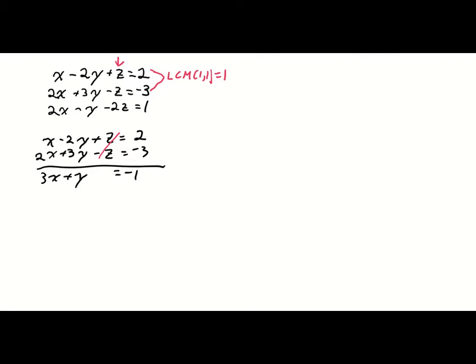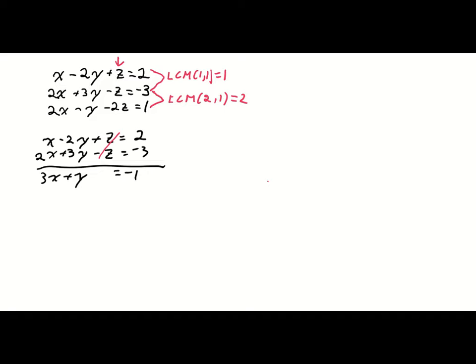We need another. So we need to pick a different pair of equations, so either the first and third or the middle and third equation to eliminate the z's. Let's pick the middle and third. It really doesn't matter. So the least common multiple of 2 and 1 is 2.